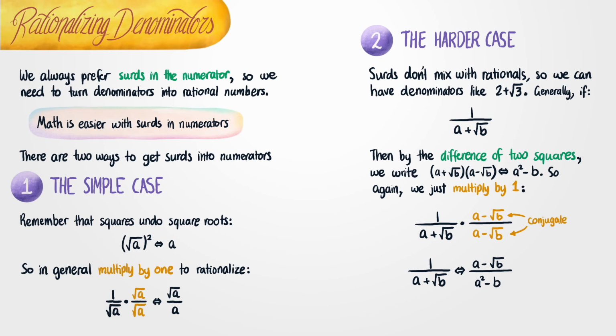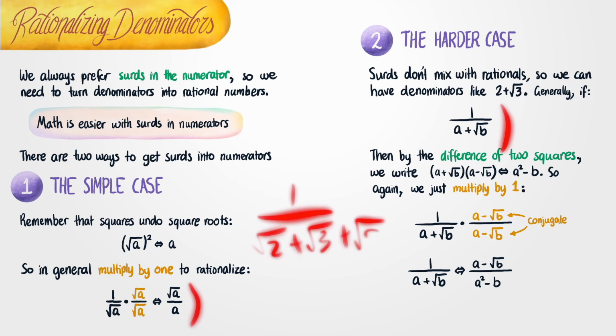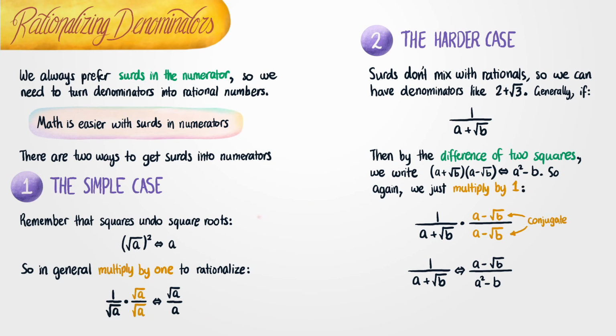Now, these two techniques will get you through most of the cases you will want to rationalize, but there are some harder ones out there. For example, what if you had something like 1 over the square root of 2 plus the square root of 3 plus the square root of 5? How would you rationalize something like that? I'll leave something like that as a challenge for you, but there are many other problems that you could come up with. But in general, these two will get you through 90% of the cases you want to solve.